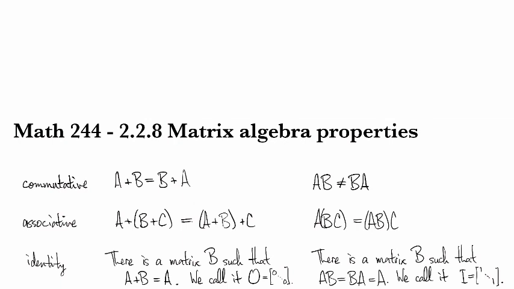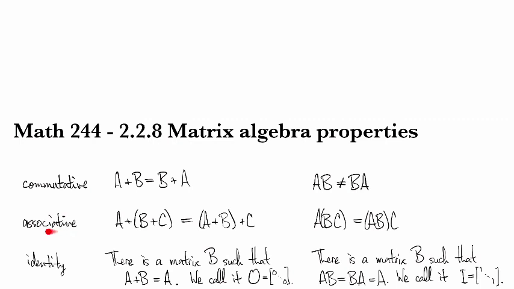Let's talk about some of the basic algebraic properties of matrix arithmetic. So I've got one column here for addition and one column here for multiplication, just so that we can compare and contrast. The first big difference we saw is the commutative property. Addition is still commutative for matrices, but matrix multiplication is not commutative. So A times B is not necessarily the same as B times A.